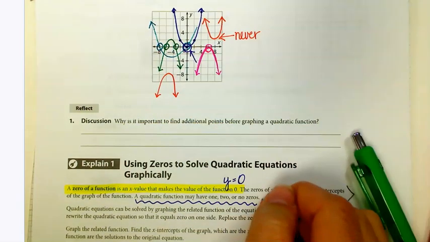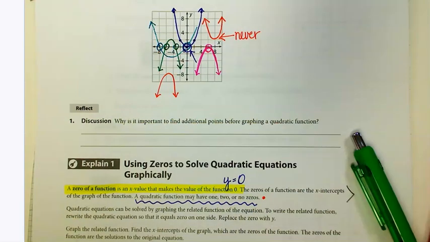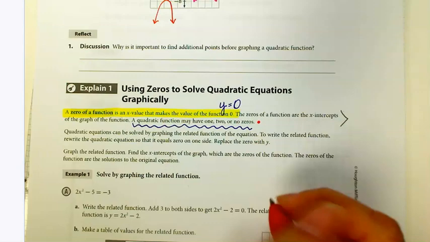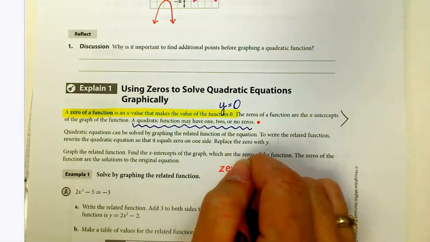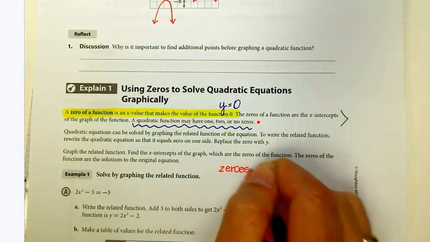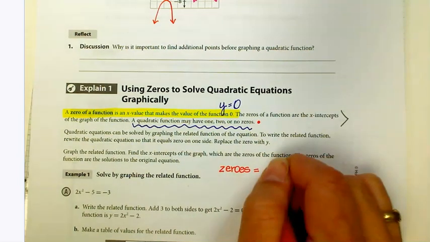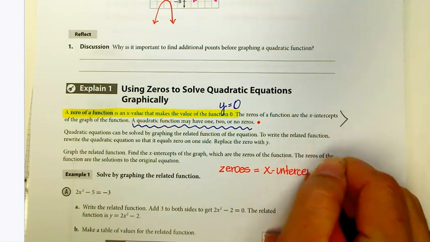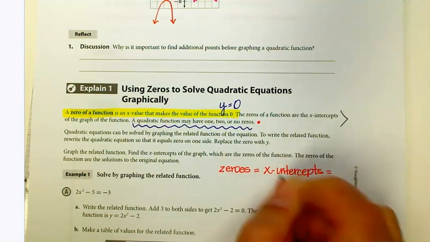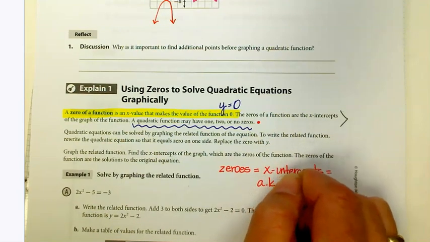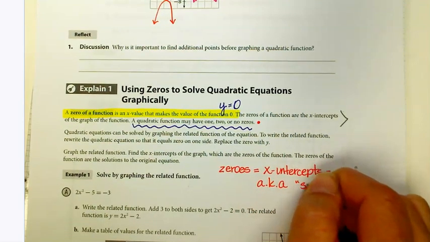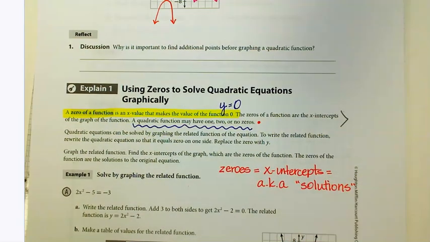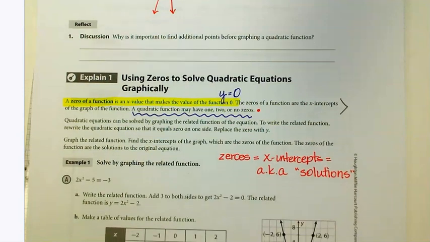Okay, so just keep that in mind. A quadratic function may have 1, 2, or no zeros. And keep this in mind as well. Zeros are the x-intercepts, also known as solutions. Okay? So those are kind of all interchangeable.